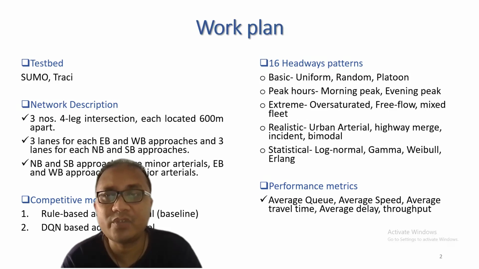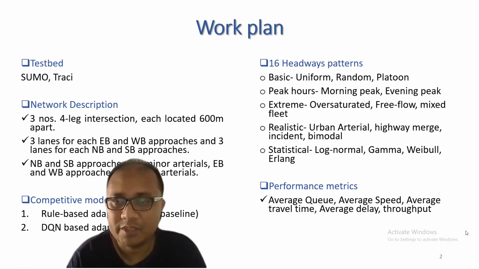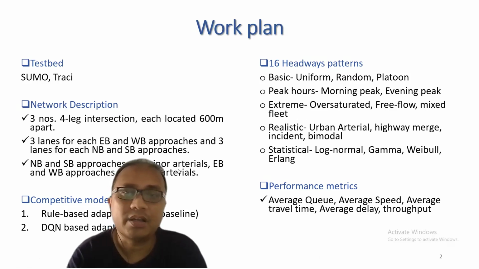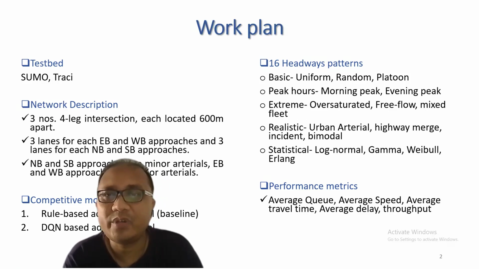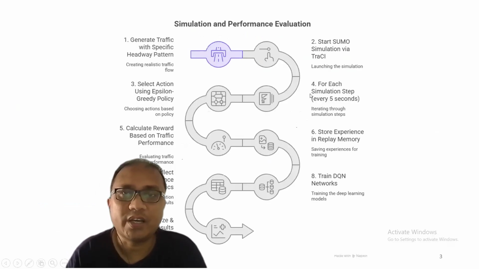Within these five categories, we have random, uniform, morning peak, evening peak, oversaturated, urban arterials, bimodal, with different types of statistical headway patterns like log normal, gamma, Weibull, and Erlang. The performance metrics I use to evaluate the two competitive models under these 16 headway patterns are average queue, average speed, travel time, delay, average delay, and throughput. Now let's get into the next slide.